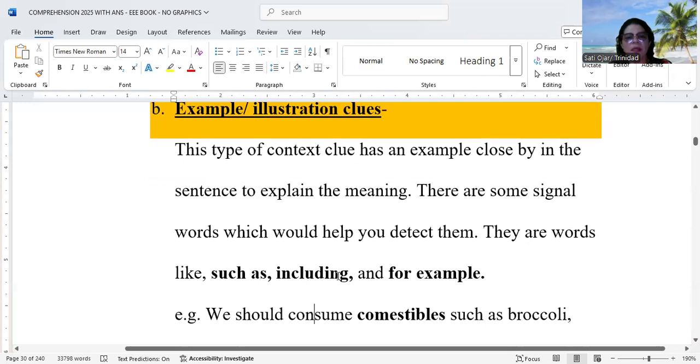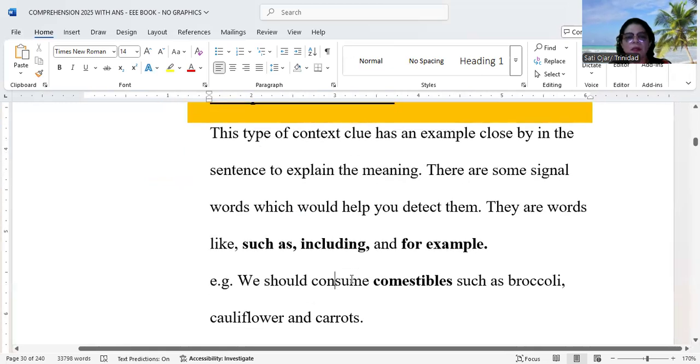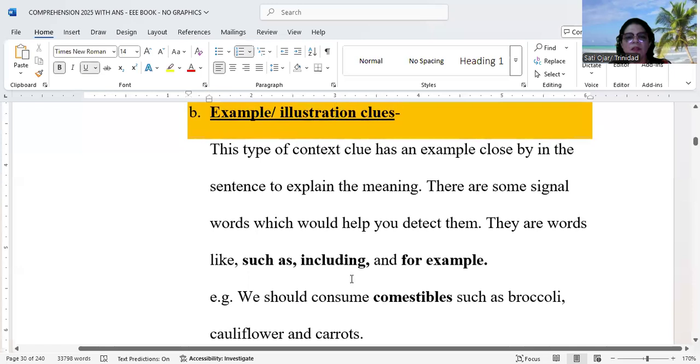Right. This one is an illustration context clue. Mikhail, can you read this one, please? This type of context clue has an example close by in the sentence to explain the meaning. There are some signal words which would help you detect them. There are words such as, including, and for example. We should consume comestibles such as broccoli, cauliflower, and carrots.